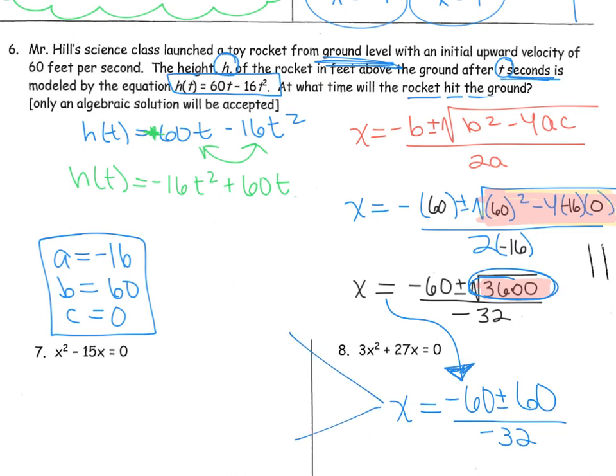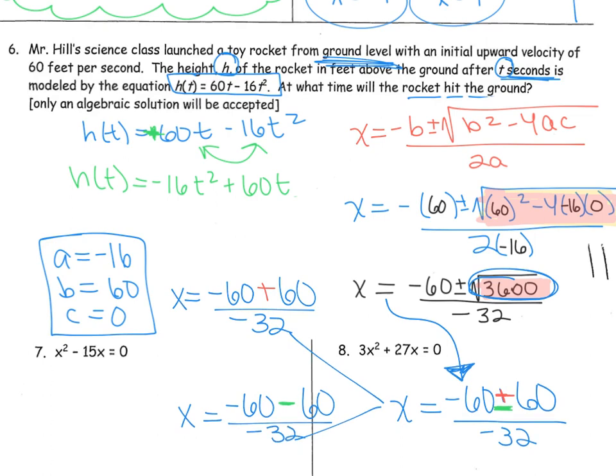We have a plus and we have a minus, which is why we need to split it. So I'll have x equals negative 60 plus 60 all over negative 32, and I have x equals negative 60 minus 60 all over negative 32. And you should be using your alpha y equals enter button.